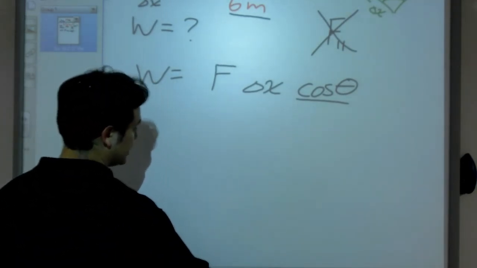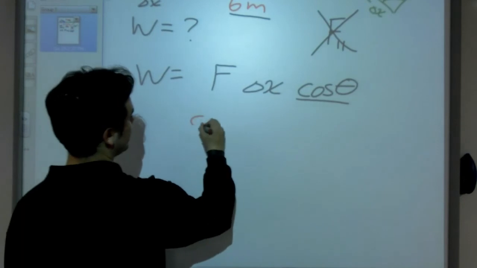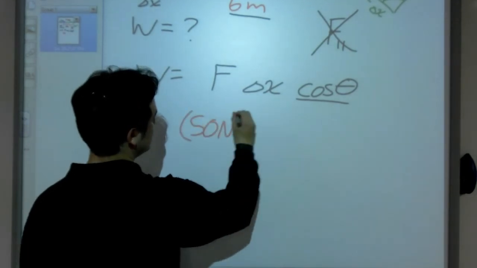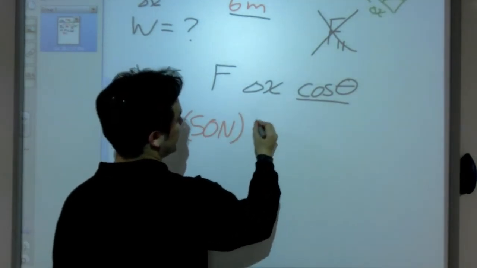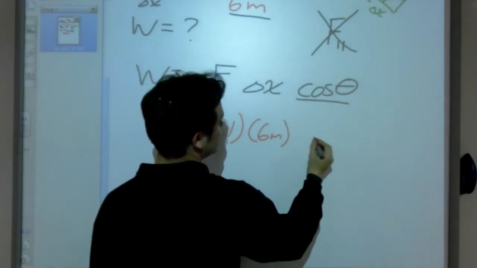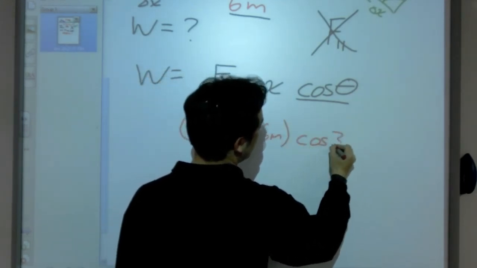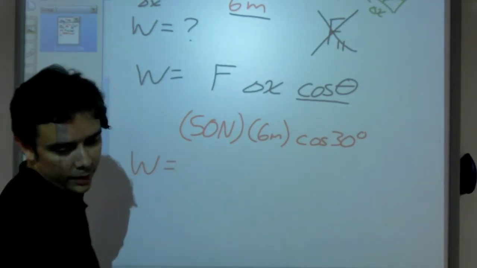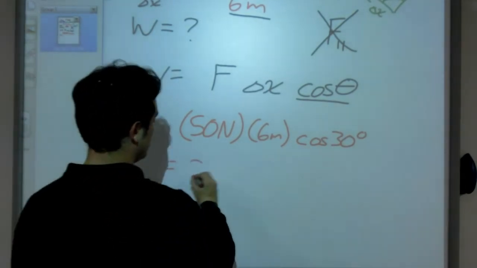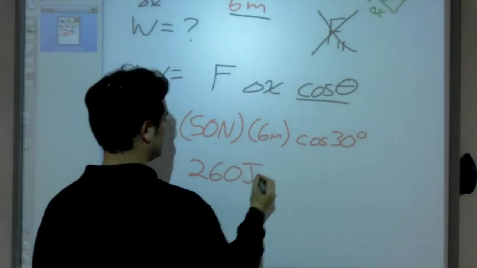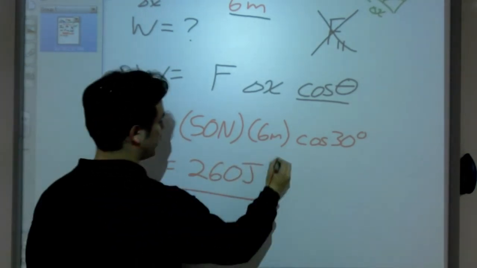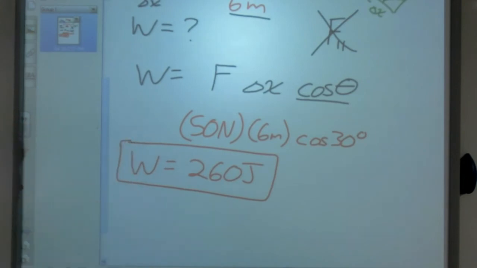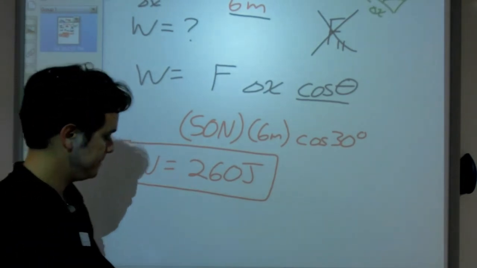So if I plug these in, I've got my force of 50 newtons times delta x, which is 6 meters, times cosine of 30 degrees. In this case, when I evaluate that, that comes up to 260 joules. That's the amount of work I do pushing that lawnmower across the lawn.